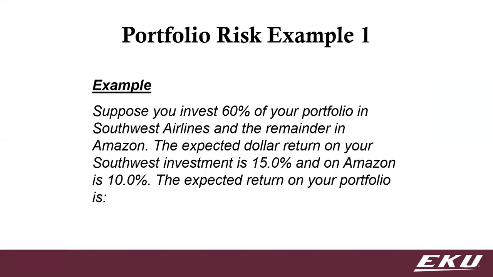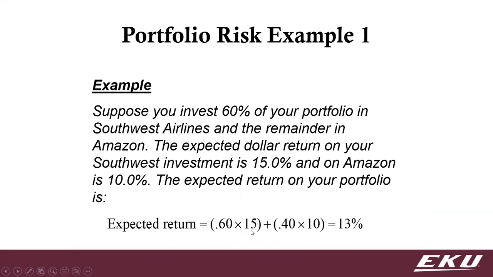And here's an example. 60% is going to go into Southwest. The other 40% are going to go into Amazon. You're going to expect to get 15% in Southwest and expect to get 10% in Amazon. You would just take those weights and multiply them by those respective returns, add them together, and that gives you your expected return. Okay, so I have an expected return, and then I'm going to have what my actual return will end up being.